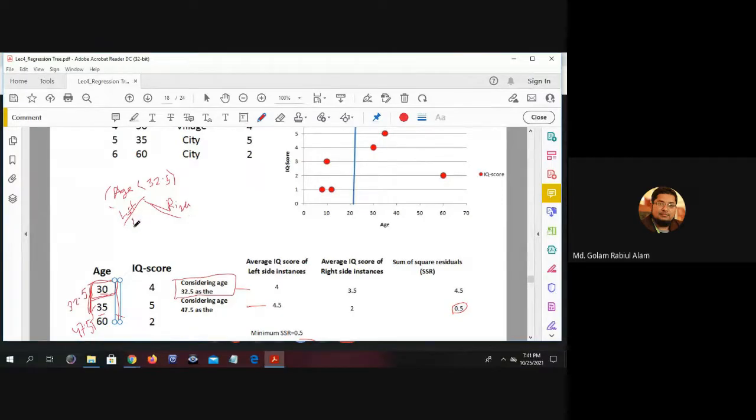So with 32.5, the left side will be just the 30, and the corresponding IQ score will be 4. And on our right side, 35 and 60, the corresponding IQ scores will be 5 and 2. So that means we have to take the average of these. Yeah, so this is 5 plus 2, which is 7, divided by 2.